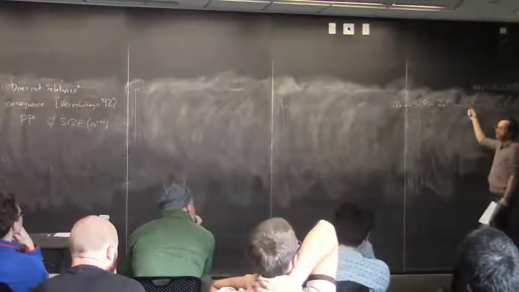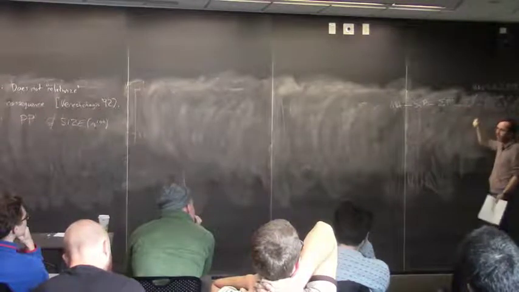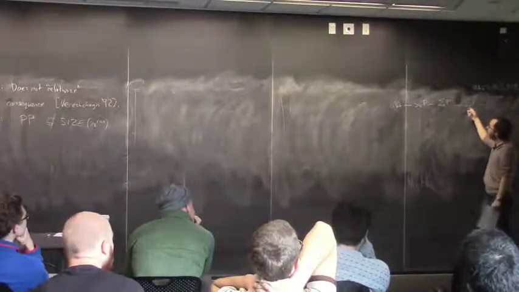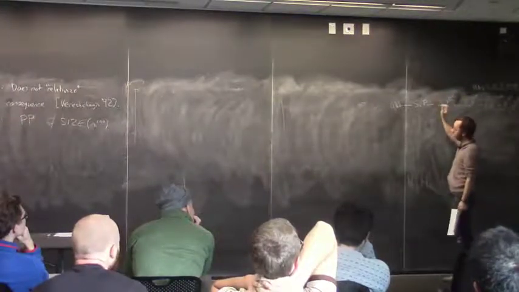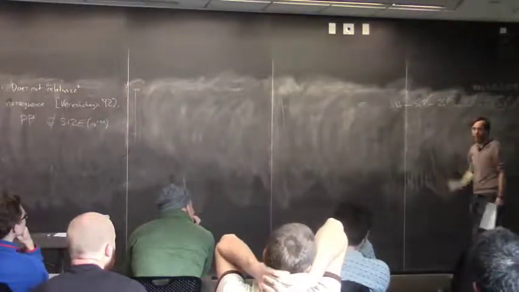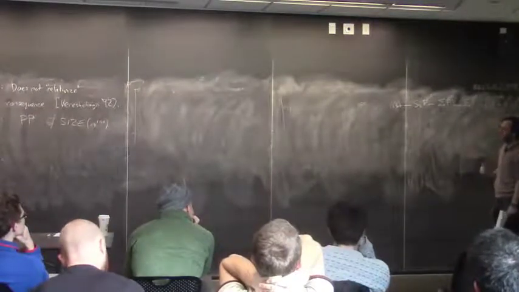Kannan directly showed this does not have circuits of size n to the 100. Just diagonalize over it. The Karp-Lipton tricks show also that this one doesn't have polynomial size circuits of size n to the 100, and even this one does not have circuits of size n to the 100. Vinodchandran did it for PP.